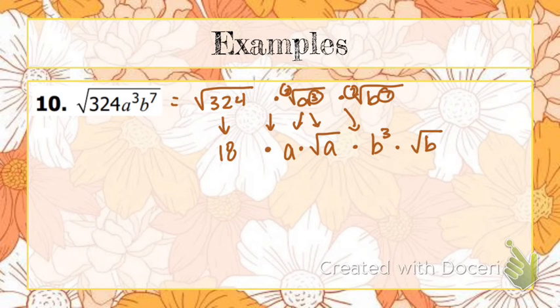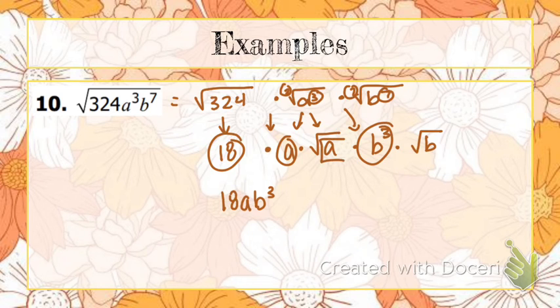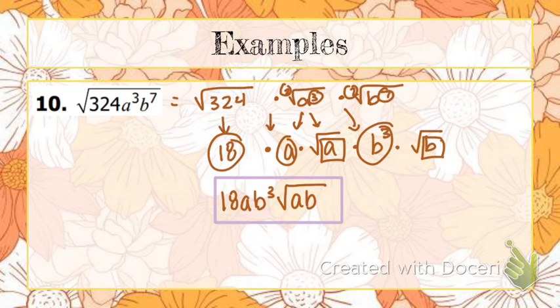So now, everything that's under a radical is as simplified as it can be. So we're going to take all the things that are outside the radical and multiply them together. 18ab cubed. And everything that's under a radical gets multiplied together under a radical. So 18ab cubed times the square root of ab is your answer.